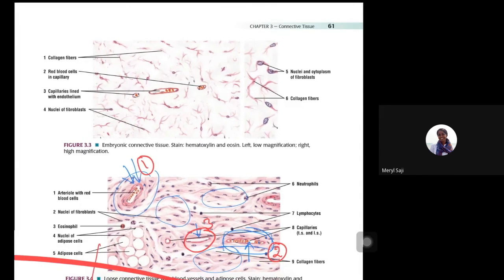Embryonic connective tissue, stain hematoxylin and eosin, left low magnification, right high magnification. In low magnification, first we see collagen fibers, second they have highlighted red blood cells within the capillaries, third is capillaries lined with endothelium, and fourth they have labeled the nuclei of fibroblasts. In high power, we see nuclei and cytoplasm of fibroblasts and collagen fibers. I told you it will be spindle shaped, but here they are more round because they are tangentially cut.